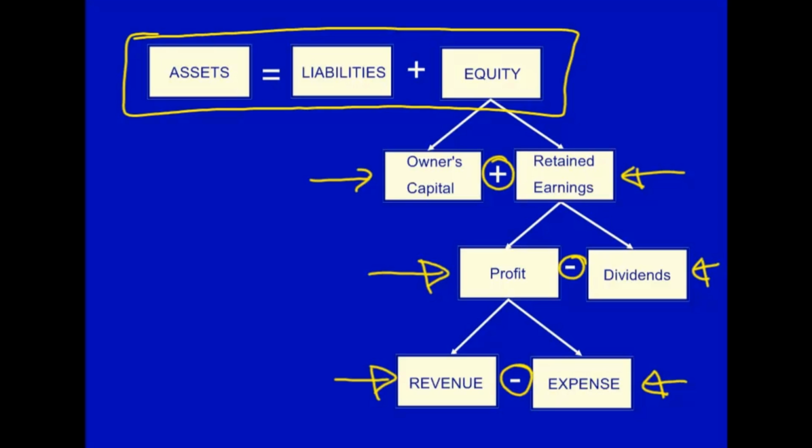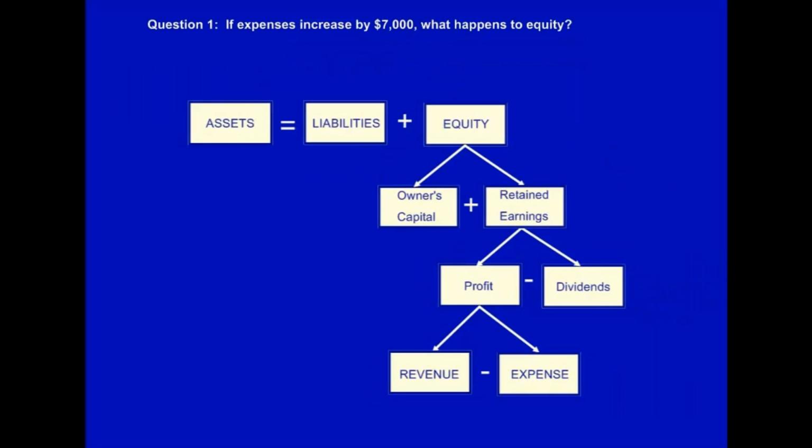Let's start our first question. I always recommend to students that they read the question first without underlining or changing anything, and then read the question again. This is always a good policy so you clearly understand the question before you start developing your answers. If expenses increase by $7,000, what happens to equity? Try it again. If expenses, anything that is used, consumed, or incurred to help generate revenue, increase by $7,000.